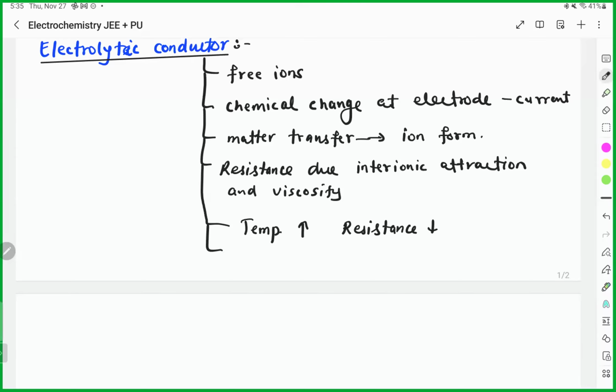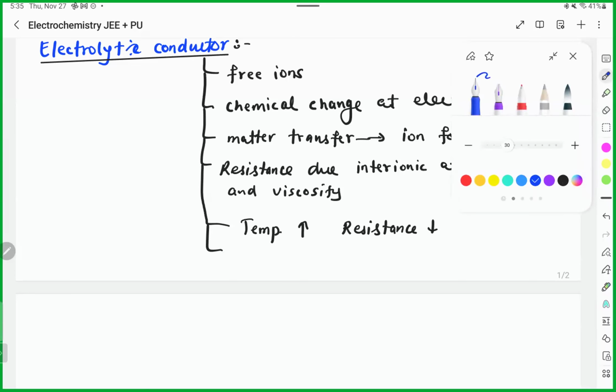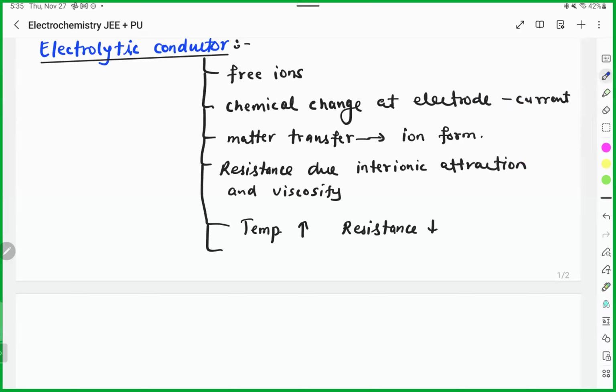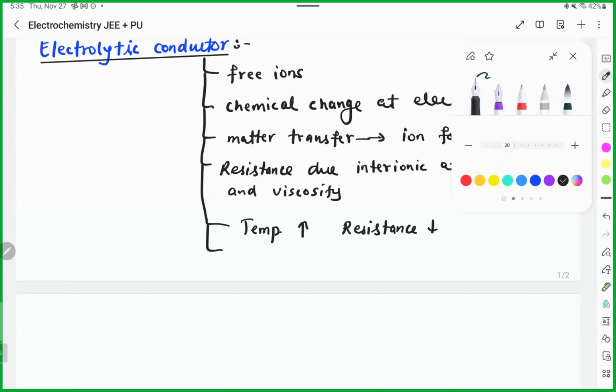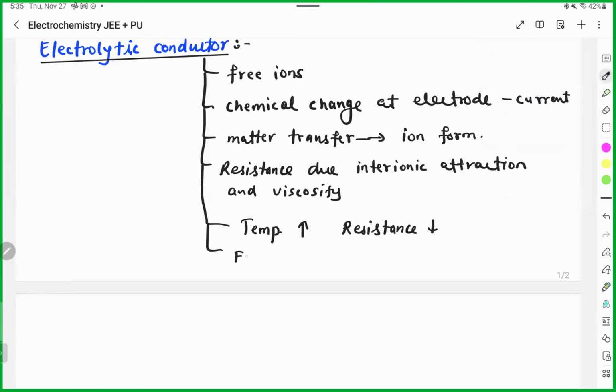Chinmay, does the electrolytic conductor follow Faraday's law? Yes, it does follow, because in this chapter we have Faraday's law, right?